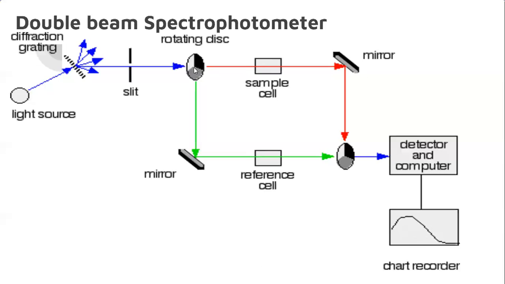Okay, so here this rotating disk will divide this light into two parts. One will be sent into the sample cell, another will be sent into the reference cell. So what is the reference cell? The reference cell is nothing but the cell in which we place only solvent, and the solvent doesn't absorb any radiation.